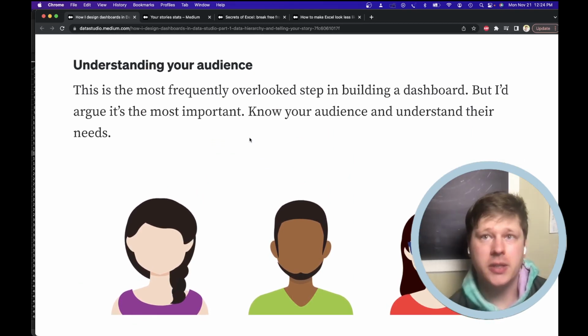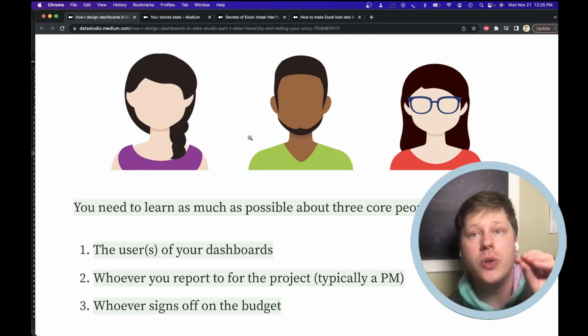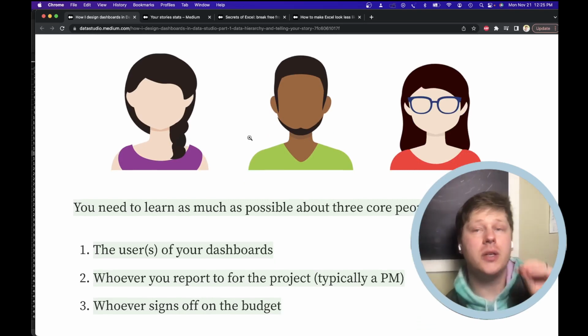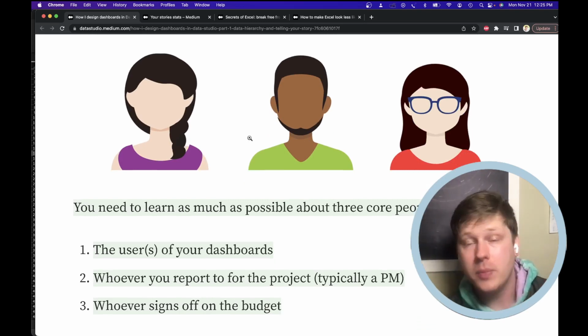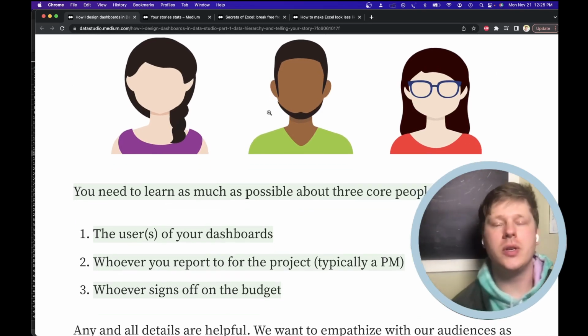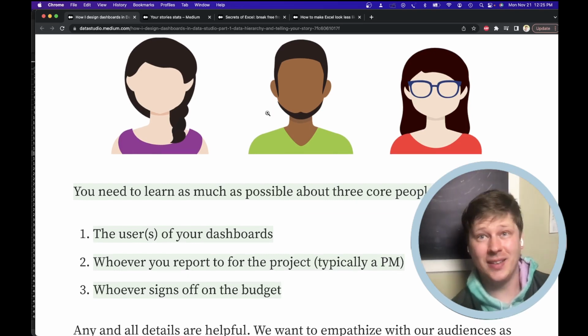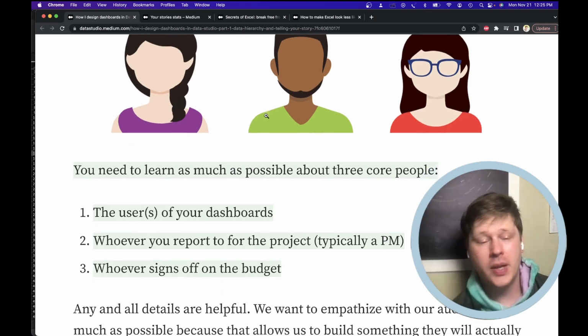Before you even start your project, you need to know who you're building this for and why you're building it for them. And that doesn't just include who's using the dashboard. It also includes who's greenlighting the project, who's approving budget, who you're reporting to about the project. You've got to understand all those people so you don't just build something useful, but you build something that actually is going to get budget approved and going to get adopted into the organization.